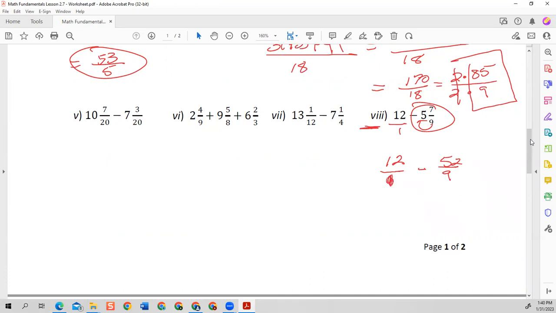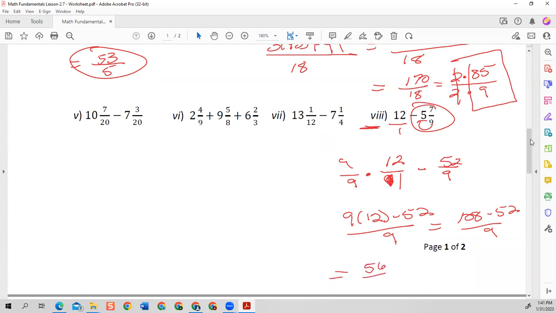Now let's look at it. Apologize, my eraser is not working on this one. My denominators are 1 and 9. 9 will go into itself, and 1 will go into 9. So this is going to be multiplied by 9. Now I have 9 times 12, all minus 52 divided by 9. So let's do that. 12 times 9 gives me 108, minus the 52, all divided by 9. So subtract the 52, and now I got 56 over 9.